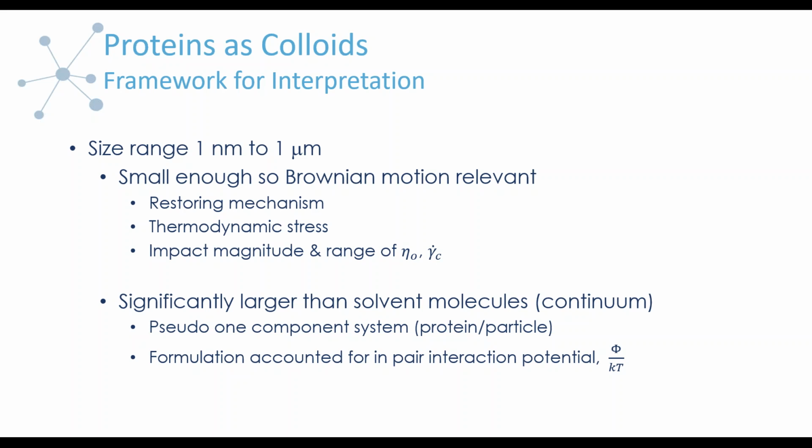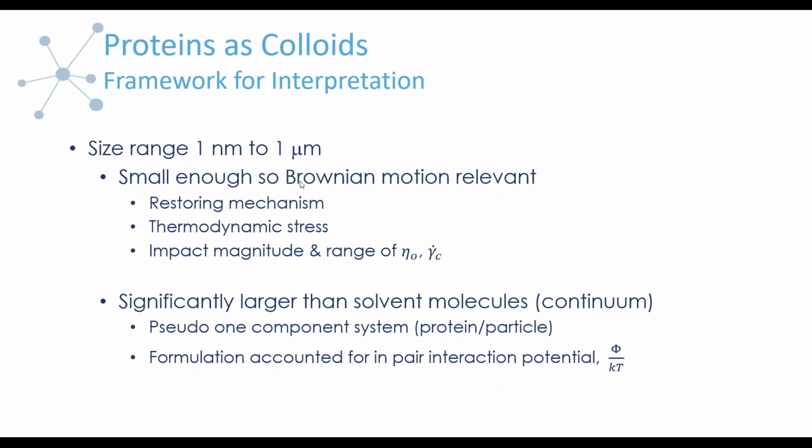And so this Brownian motion is actually one of these restoring mechanisms that I discussed. And this is what can generate the thermodynamic stress that contributes to both the magnitude of the low shear plateau and then the onset, where this critical onset of shear thinning will occur. And so this concept of Brownian motion is going to be important when we talk about non-dimensionalizing the shear rate. Okay, so then the other idea from colloidal science that we want to adopt is sort of what the opposite limit here.